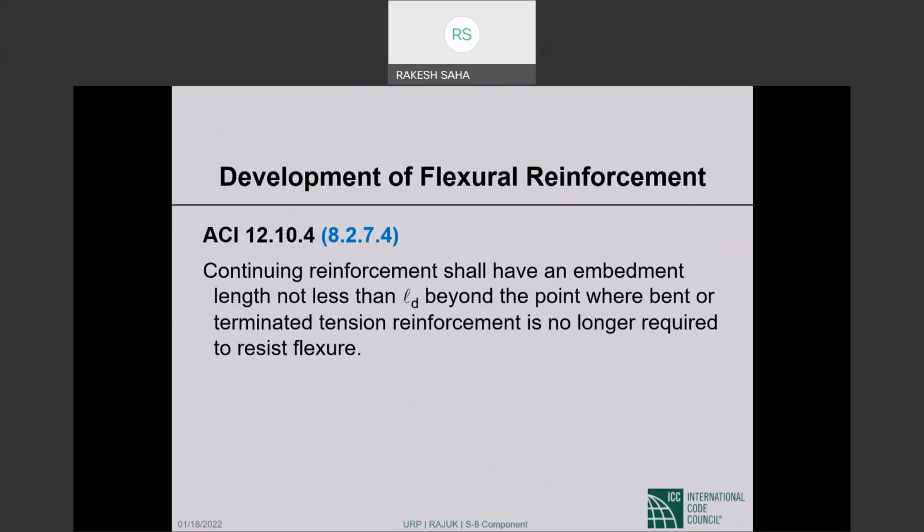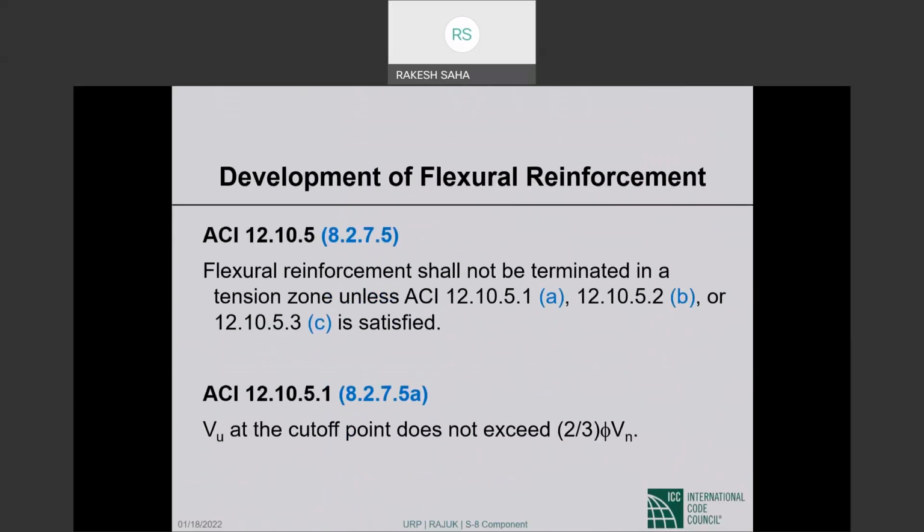Continuing reinforcement shall have an embedment length not less than L sub d. So there are bars that are cut off, and then there are bars that are continuing. Continuing reinforcement shall have an embedment length not less than the tension development length beyond the point where bent or terminated tension reinforcement is no longer required to resist flexure. This, I think, will require a picture or so to become clearer, and I have plenty to show you. Now, very importantly, flexural reinforcement shall not be terminated in a tension zone. Okay, so where the bars are subject to tension.